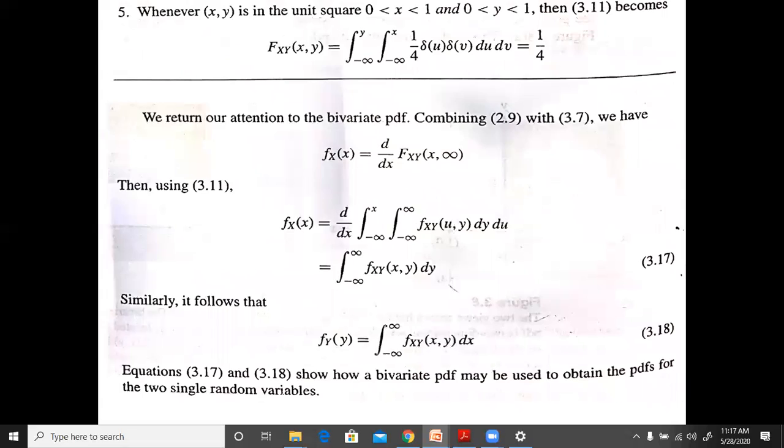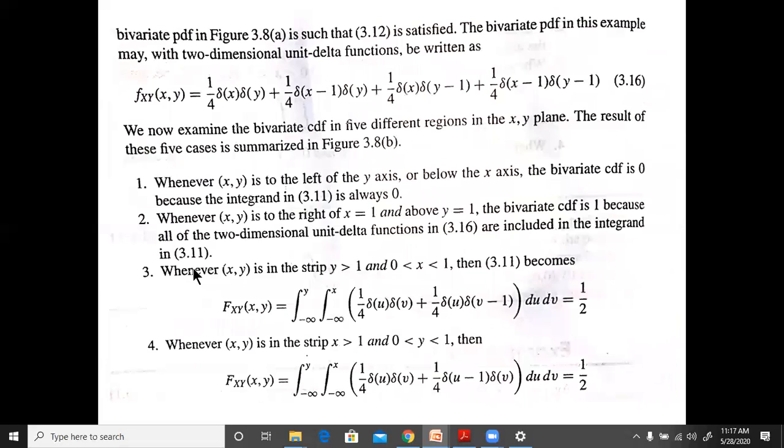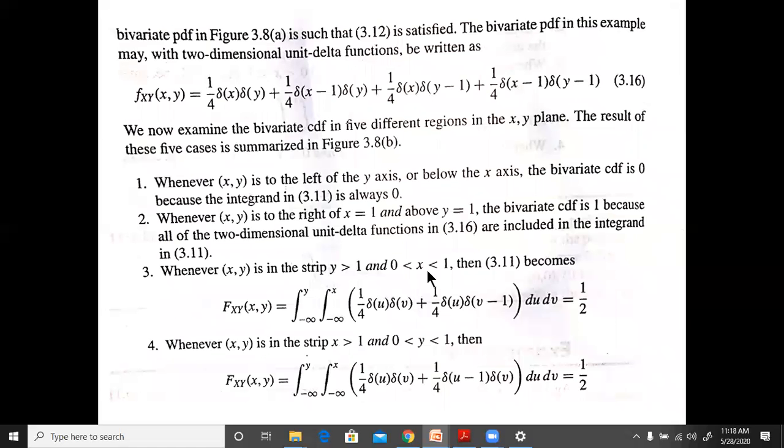So in figure 3.8a, if you see over here, corresponding to this we have 3.16. If you substitute this in 3.17, you will get the value of f_X(x). Now you are trying to integrate it with respect to y the quantity which is there over here. So the integral corresponding to delta(y) will be equal to 1, the integral corresponding to this delta(y) will be equal to 1, the integral corresponding to delta(y minus 1) will also be equal to 1, and the integral corresponding to delta(y minus 1) will also be equal to 1.